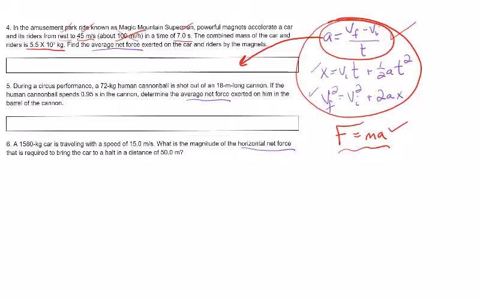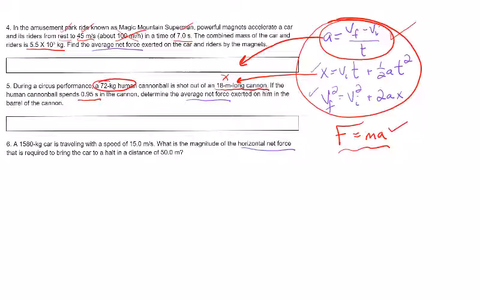5 and 6 throw you off a little bit because you're not sure which equation to use. I tried to make it so that we are using a little bit of every equation. So in number 5, we have the mass. This is the mass of our human cannonball. It's shot out of an 18-meter long cannon. So we're going to treat this as x. This is how far he's actually going to go. If the human cannonball spends 0.95 seconds in the cannon, determine the average force.